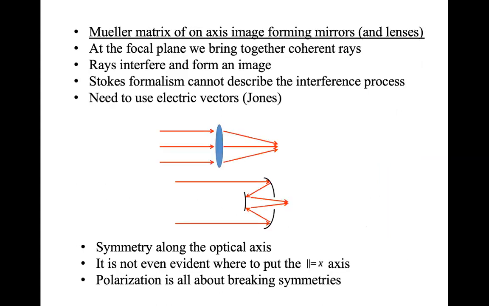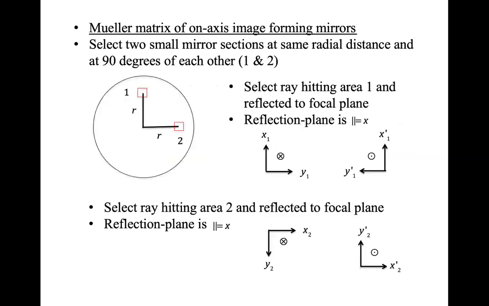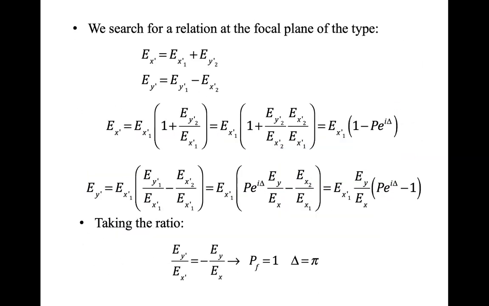I describe here what is the Mueller matrix at prime, at a focus of a lens or of a mirror. What is the Mueller matrix here? The Mueller matrix here is the identity. Why? Because of the rotational symmetry. But I demonstrate all of this here.